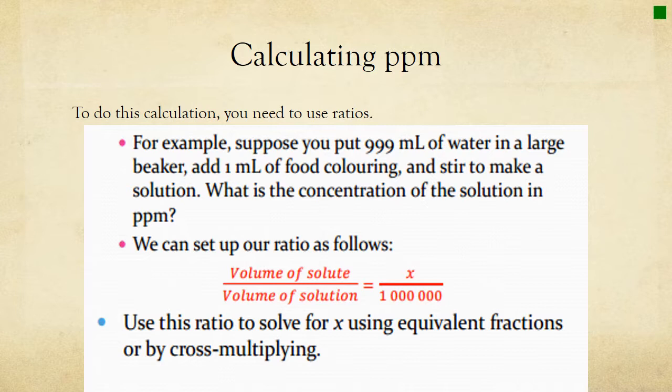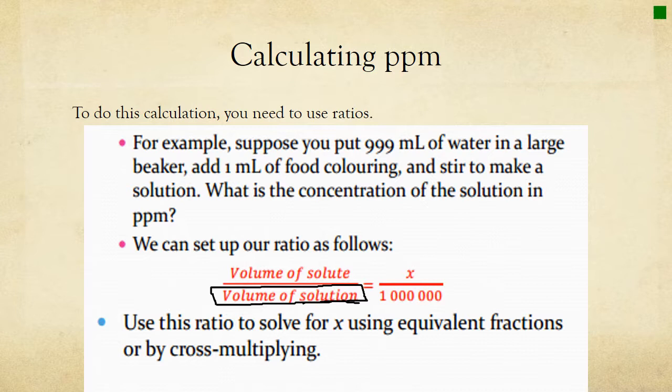I haven't gone over this in my class just yet, but this is a demonstration I intend to go through. If you have 999 milliliters, which is close to a liter, of water in a beaker, and you add 1 milliliter of food coloring and stir, you make a solution. Now, I anticipate this is where people can make a lot of mistakes: you have to be careful with the step of calculating the volume of the solution. Solution is the key word here.